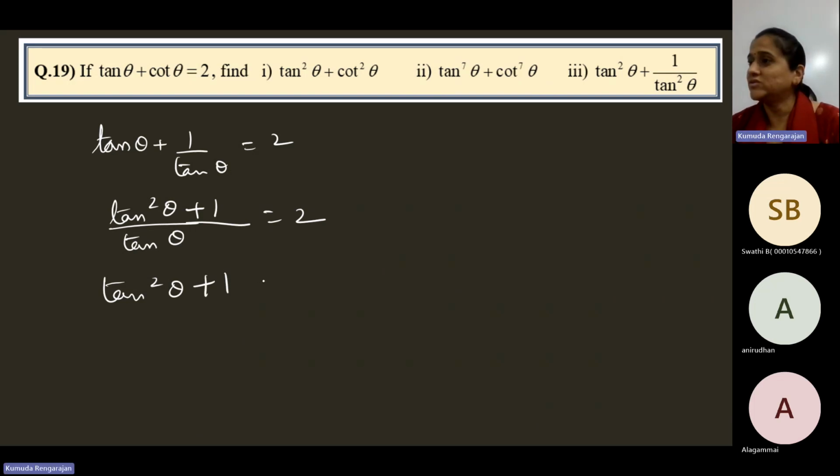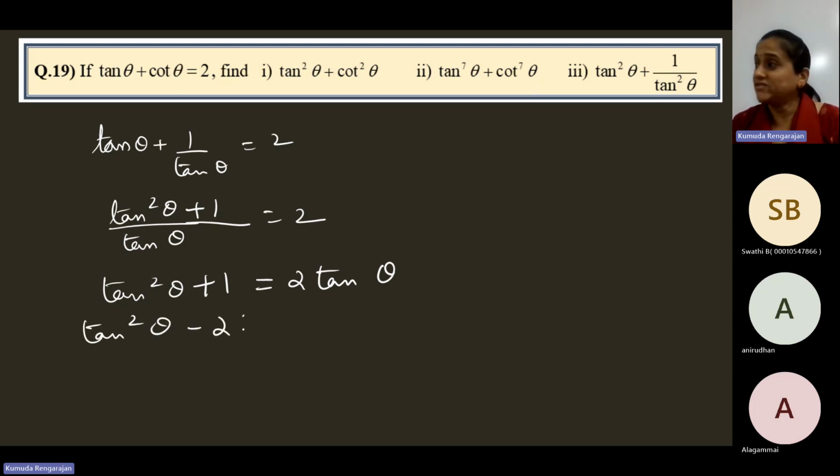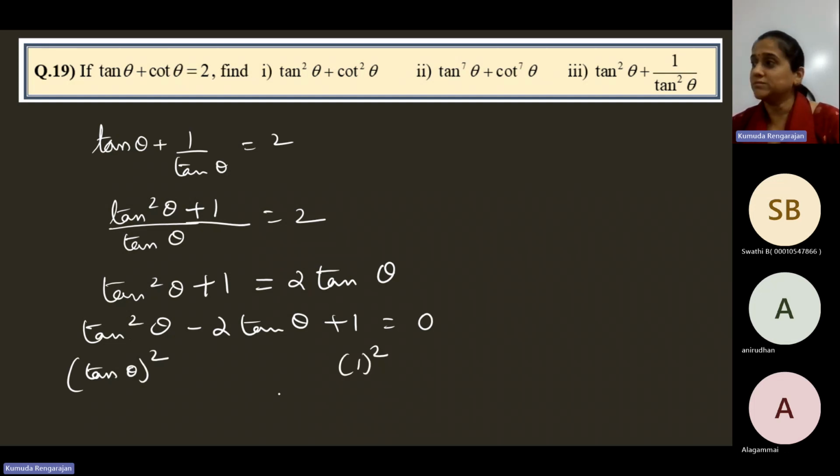Cross multiply, what's the hurry? Tan square theta plus 1 is equal to 2 tan theta. Now bring this to the left hand side. So tan square theta minus 2 tan theta plus 1 is equal to 0. So now this is the a square term, tan theta the whole square. This is the b square term. And this is the minus 2 into a into b.